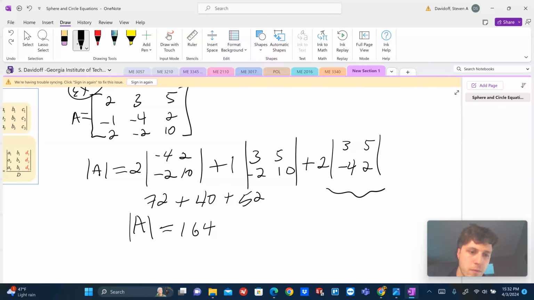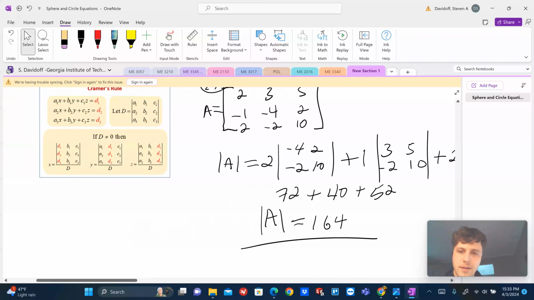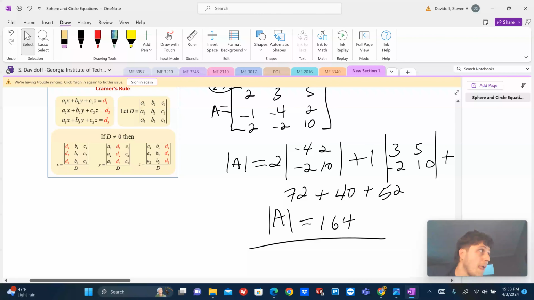Standard determinant solving, and here I'll just do one really quick. 3 times 2 is 6, right? Minus -4 times 5 is a -20, which gets me 26 times 2 from that 2 out front will get me to 52. Okay, so essentially that's how I solved all of these. All right, got 164 for my determinant. Let D be the determinant, so this is really D, which is the determinant of A, which is 164.